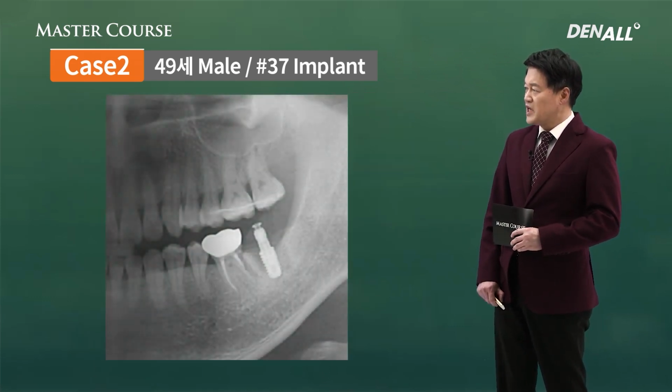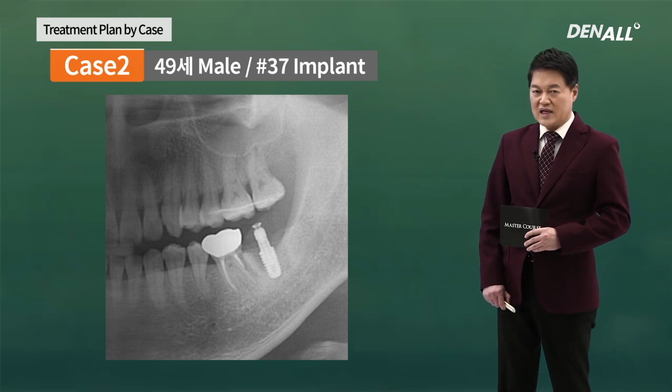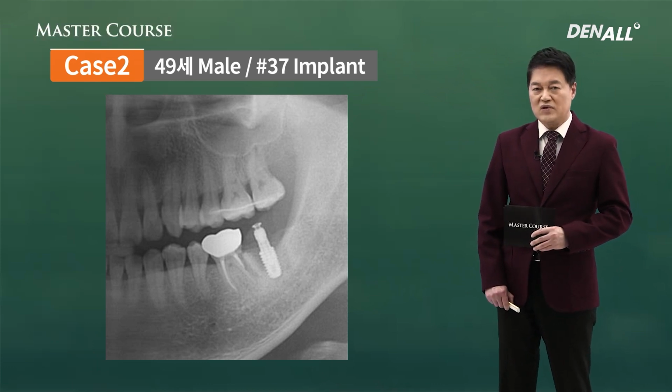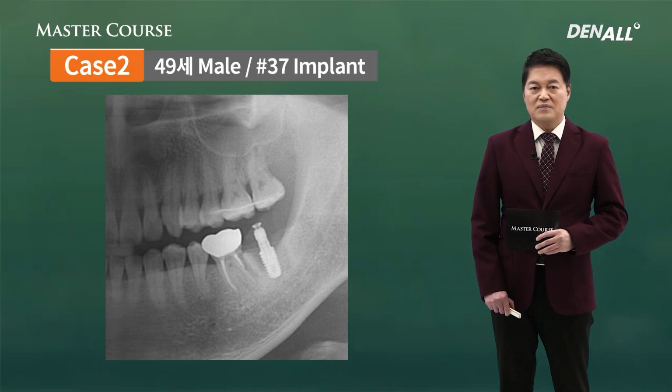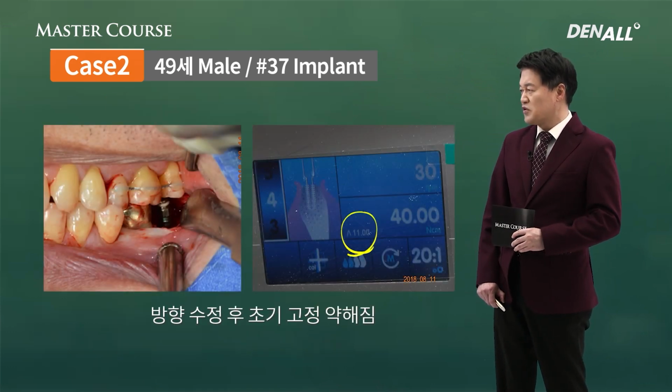After you place the implant, it's slightly tilted towards distal, so the fixture was removed and you slightly tilted it mesially. I didn't do additional drilling, but just adjusted the direction of the implant. After changing the direction, the torque decreased slightly and it was 10 Newton centimeters.